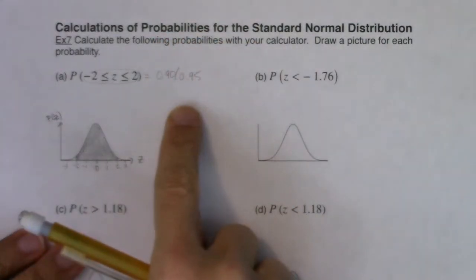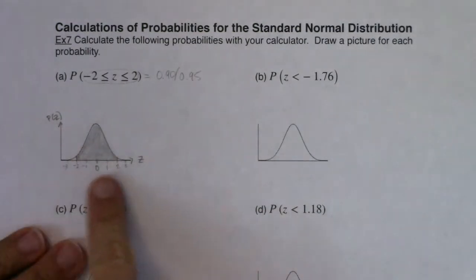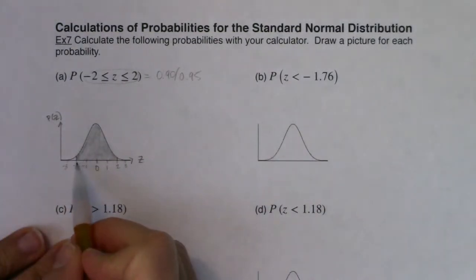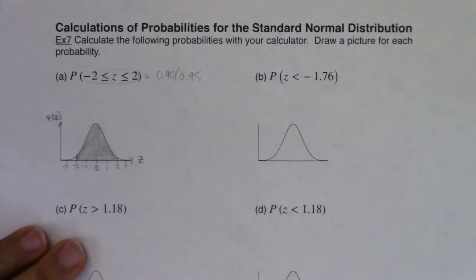I'm gonna erase those numbers in a moment, but that is my gut feeling, that if probability really is area under a curve, and it said shade the area under the curve from -2 to 2, I'm thinking that's 90 or 95%.